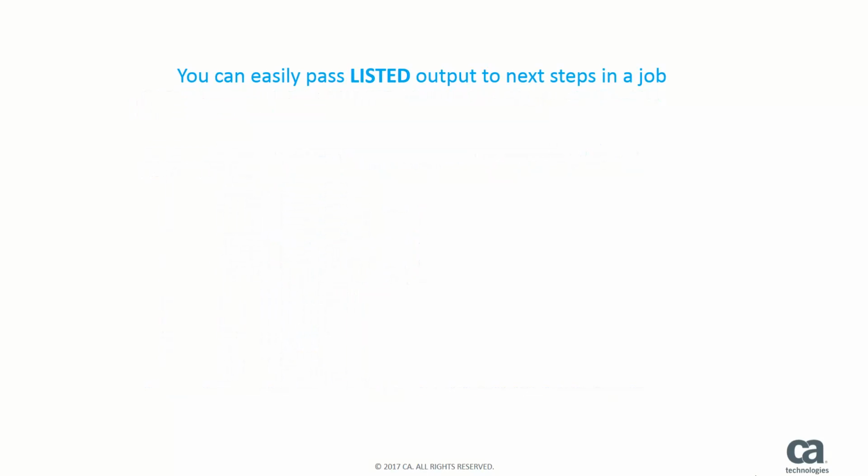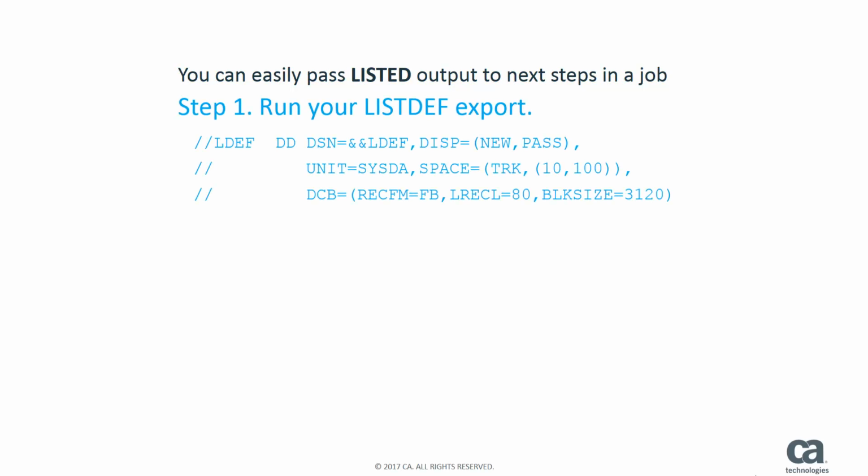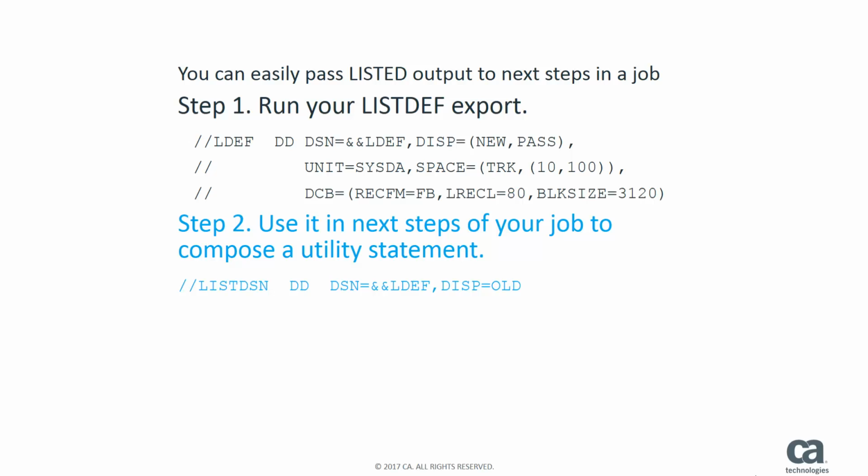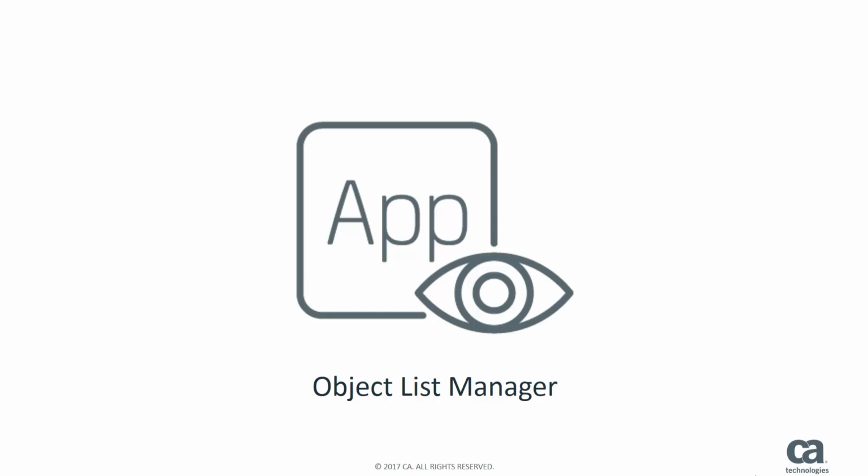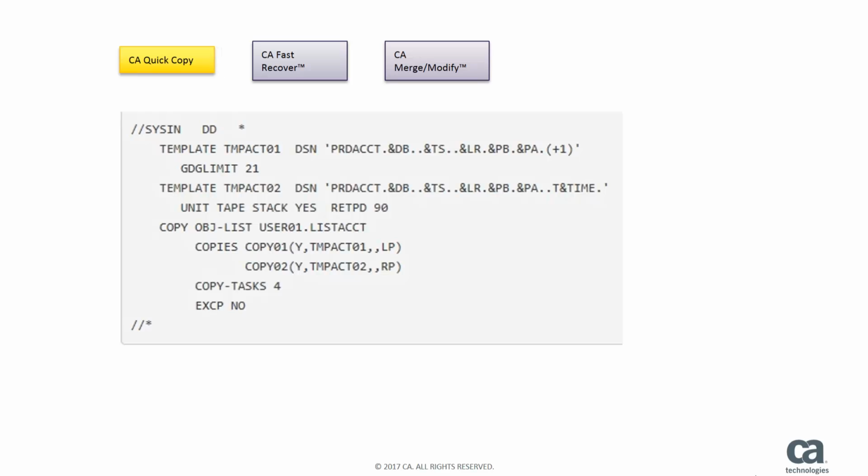Or you can easily pass the list output to the next step in a job by defining a temporary dataset and passing it to the next step of the job. Easy, right? As it was mentioned before, you can use the Object List Manager list in other CA products very easily. Just insert the special keyword for one of the utilities to read the objects stored in the Object List Manager tables. For dynamic lists with wildcards, Object List Manager will expand the list of objects when the command is invoked. In this example, the keyword object list for CA Quick Copy was used.